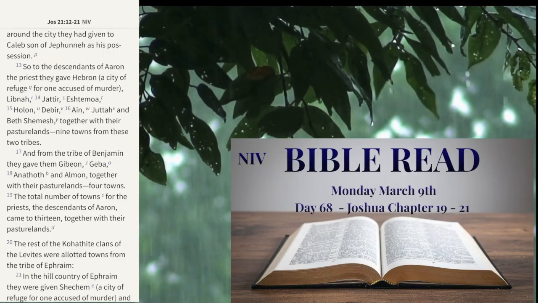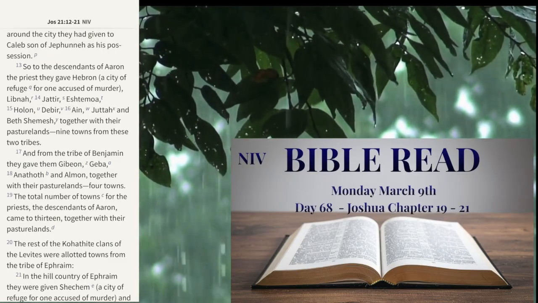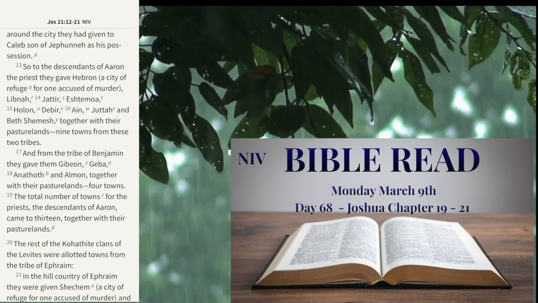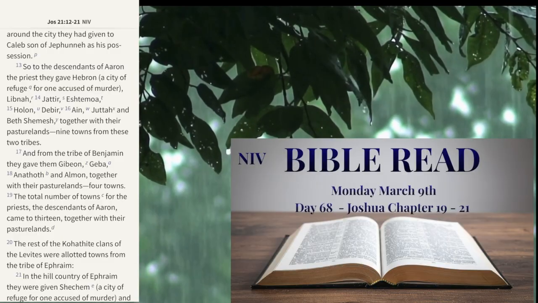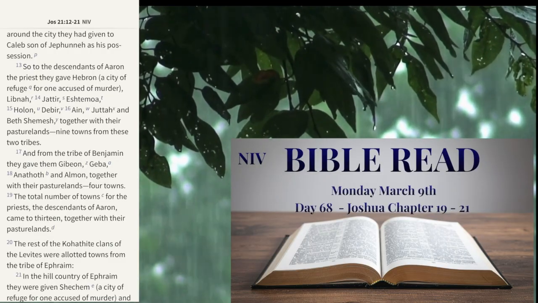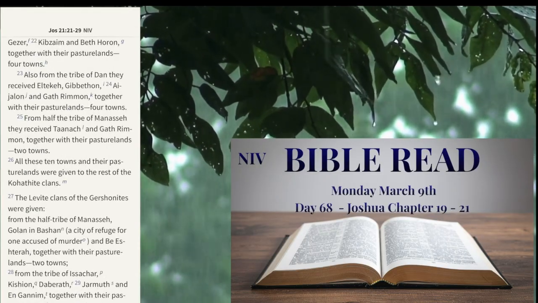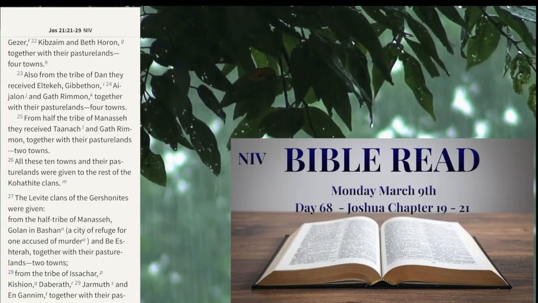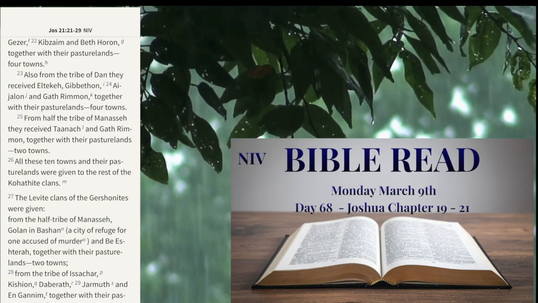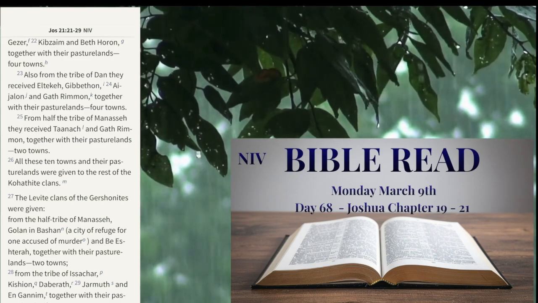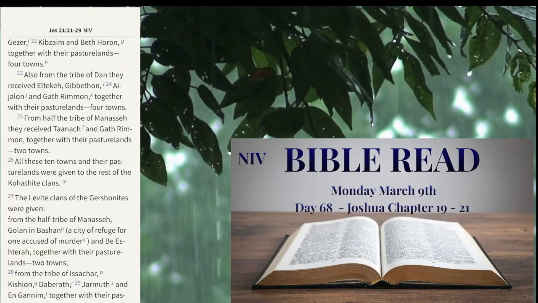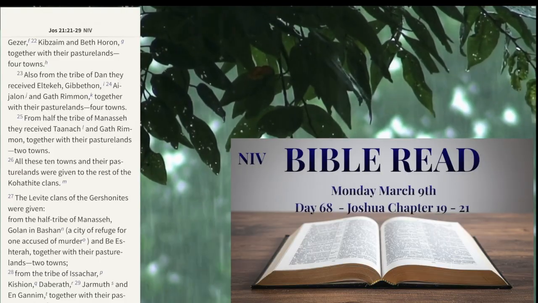The rest of the Kohathite clans of the Levites were allotted towns from the tribe of Ephraim. In the hill country of Ephraim, they were given Shechem, a city of refuge for one accused of murder, and Gezer, Kibzaim, and Beth-horon, together with their pasture lands, 4 towns. Also from the tribe of Dan, they received Eltekeh, Gibbethon, Ajalon, and Gath-rimmon, together with their pasture lands, 4 towns. From the tribe of Manasseh, they received Taanach and Gath-rimmon, together with their pasture lands, 2 towns. All these 10 towns and their pasture lands were given to the rest of the Kohathite clans.